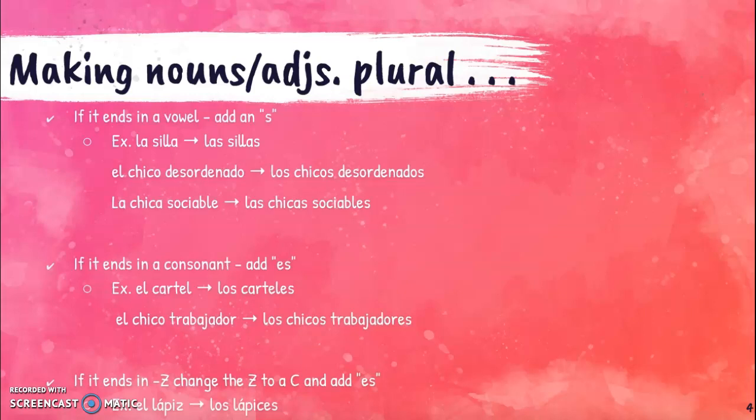So those are our 3 rules for making nouns or adjectives plural. So they are very important. Remember, if it's a vowel, you just add S. Consonant, you add ES, and Z to C, and add ES to the end of that.